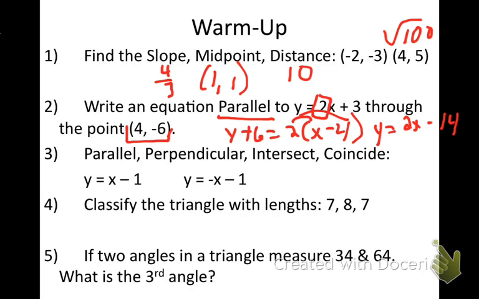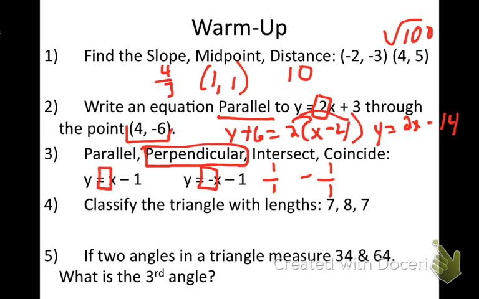All right, number 3. Parallel, perpendicular, intersecting, or coincide. A little review from our test here. So I'm looking at the slopes now for these. My slopes, if you notice, are negative reciprocals. So my answer here is perpendicular. And they're negative reciprocals because it's 1 over 1, whose negative reciprocal would be negative 1 over 1, which the slopes are.